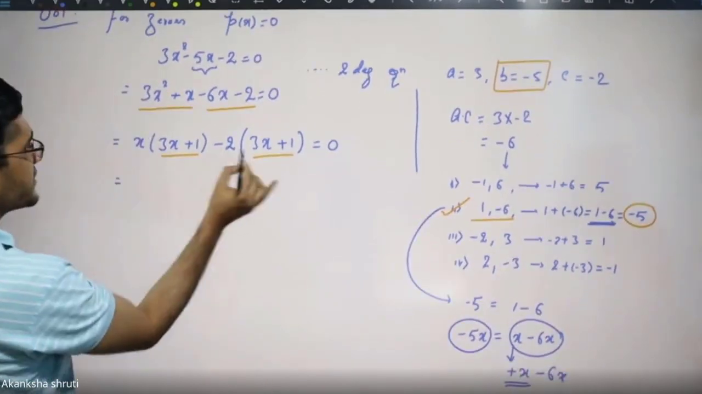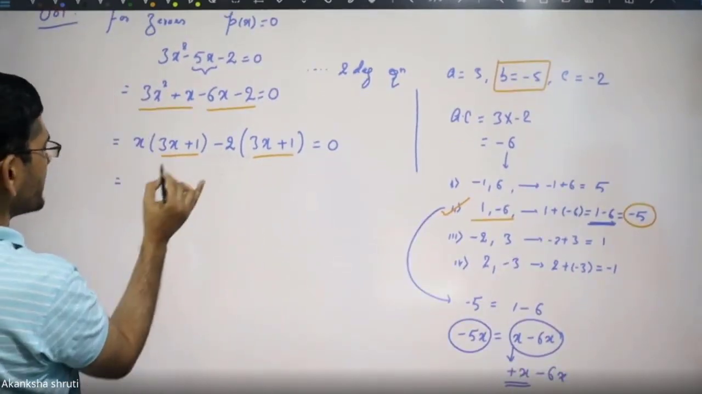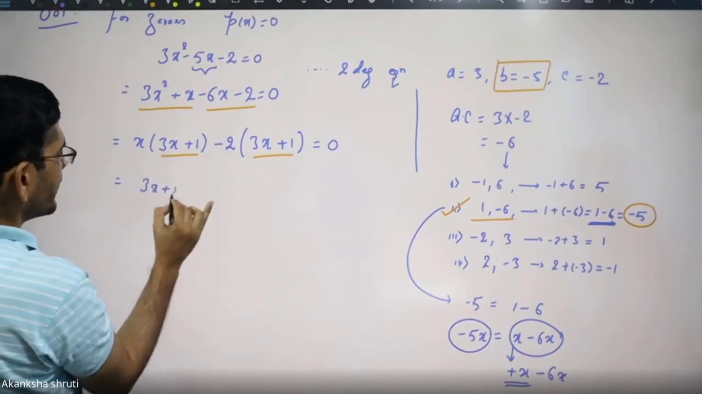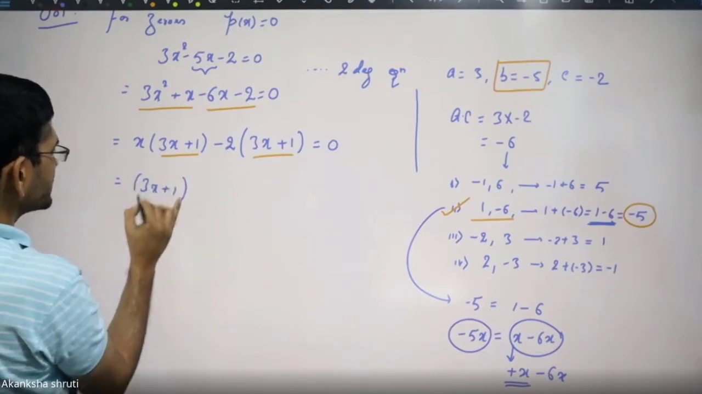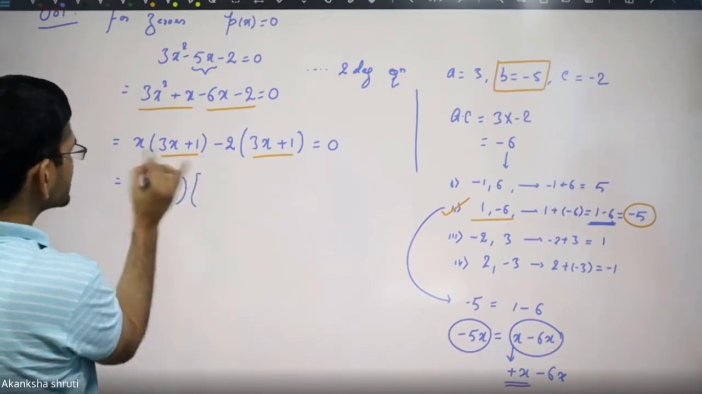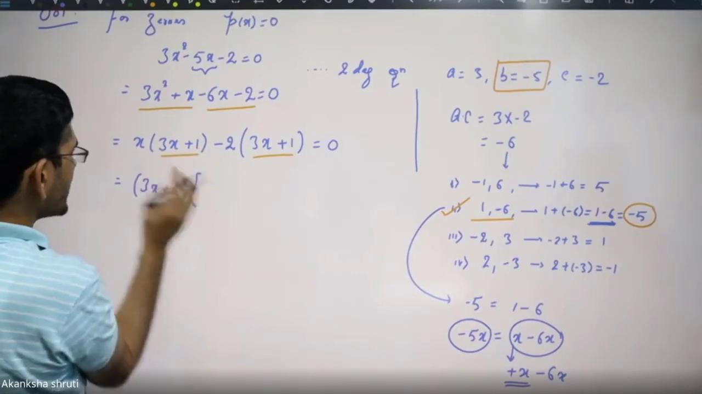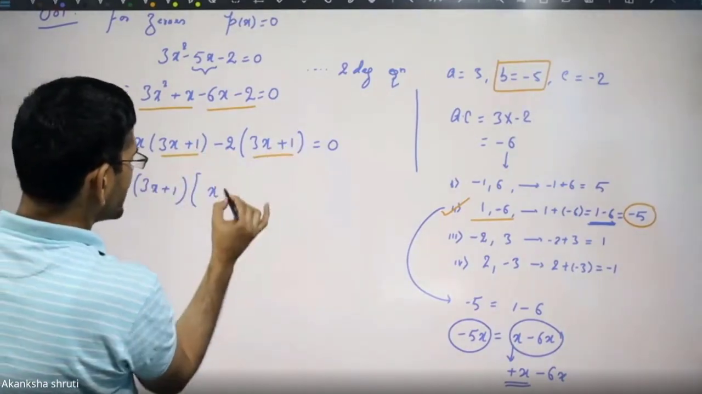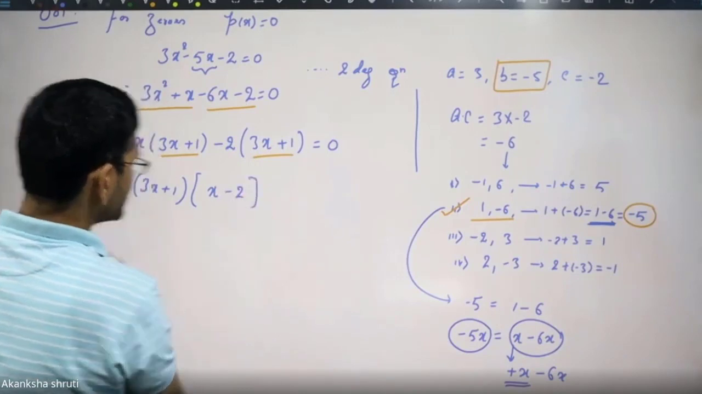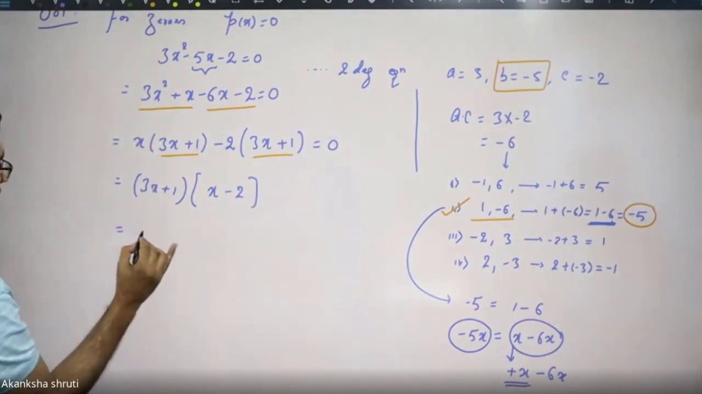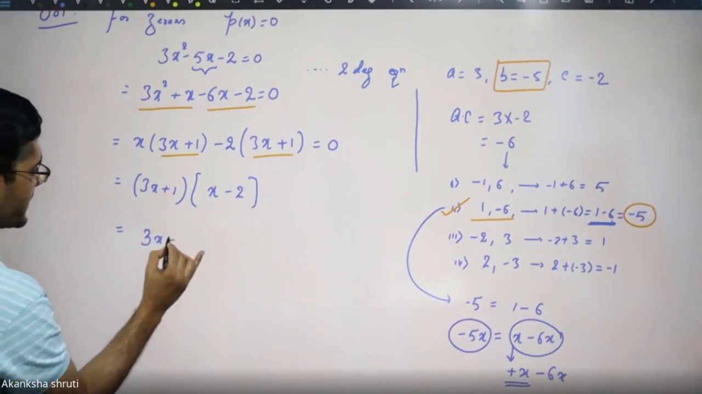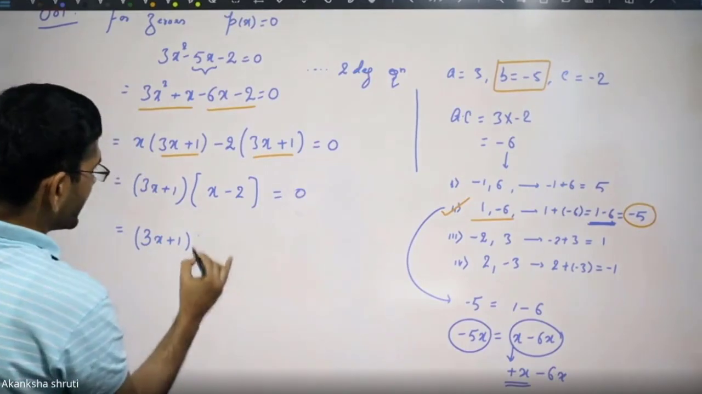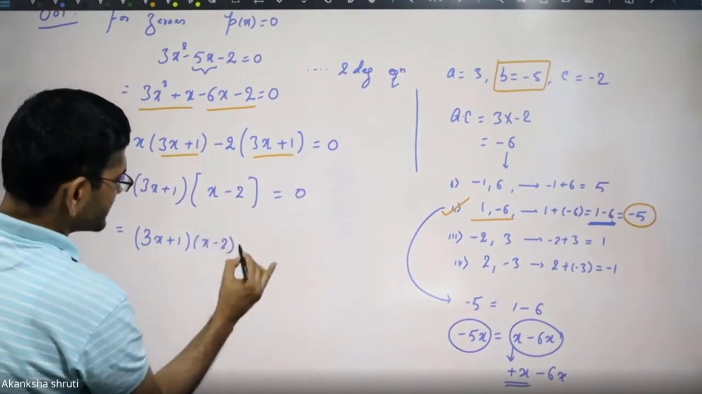Now student, this entire bracket is common, so this 3x plus 1 is now taken common, means the entire bracket is common. So from this first term only x will be left, and from this next term only 2 is left. So this gets converted into 3x plus 1 as one bracket, this is equated to 0, and x minus 2 as 0.